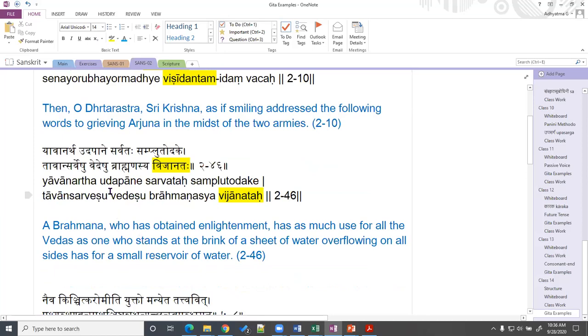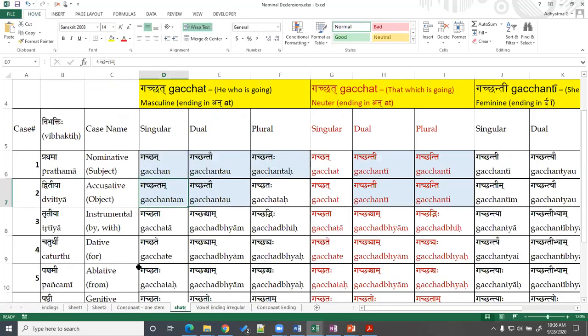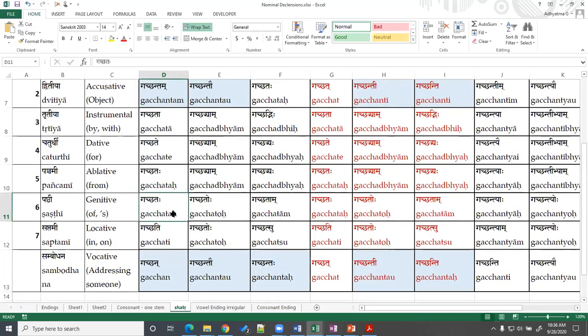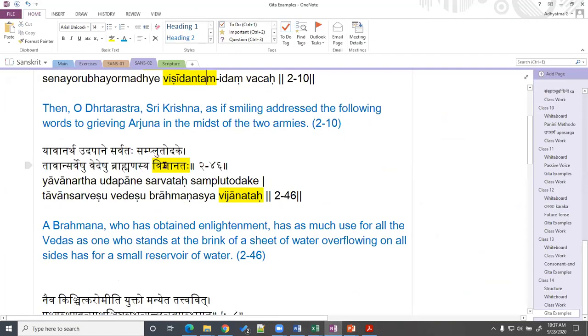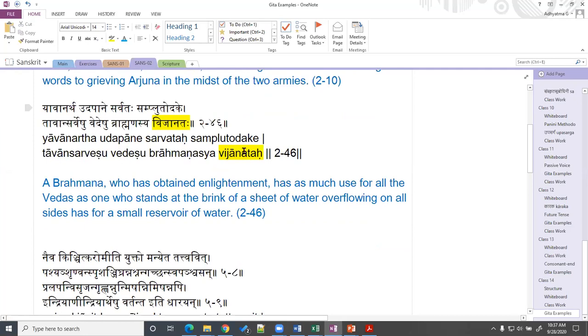Then here, in the 246, brahmanasya vijanatah. So if you look at the sixth case singular, it is gachatah. Here vi is the prefix, jna is the root, it becomes vijanatah. And it is the adjective of brahmanasya. It is the sixth case singular, like ramasya, brahmanasya. So vijanatah is the adjective for brahmanasya, sixth case singular. So, of the Brahmin who is knowing.